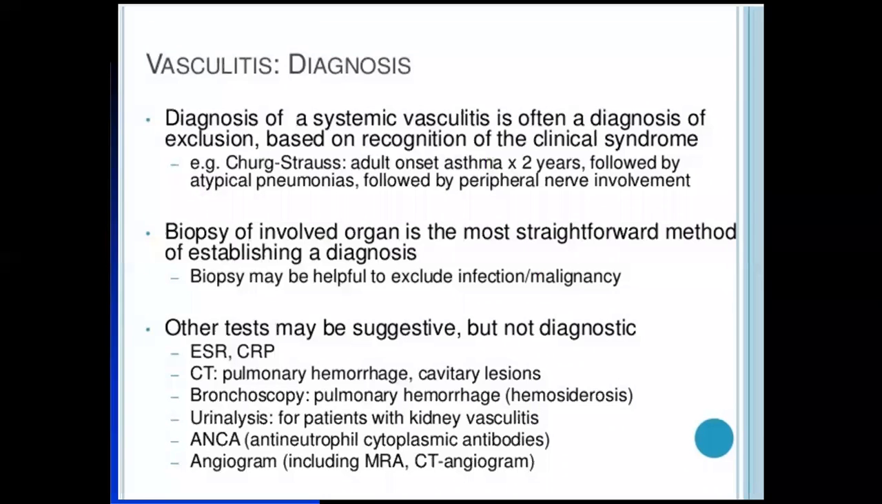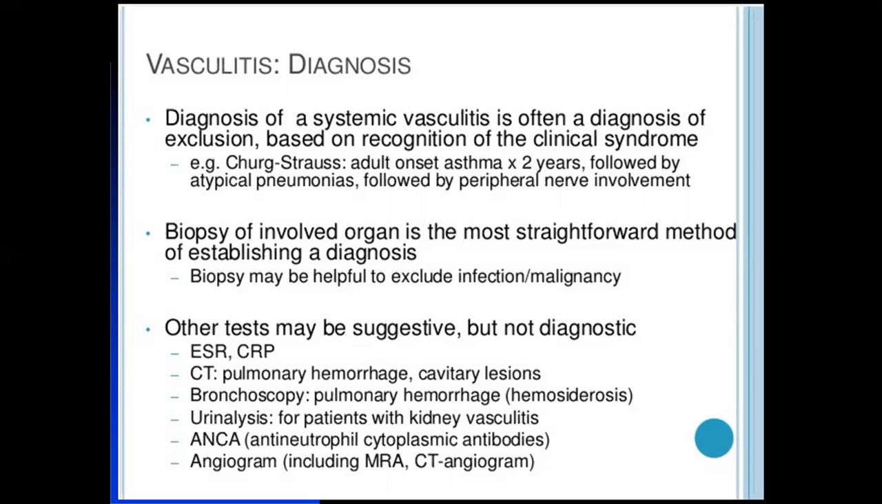diagnosis of systemic vasculitis is actually a diagnosis of exclusion, and criteria are being used. For example, for Churg-Strauss type of vasculitis, the onset is adult onset asthma that would be present for more than 2 years, followed by atypical pneumonia, and peripheral nerve involvement would be suggested. Also, apart from using the exclusion criteria, we should have certain fixed criteria for the establishment of a diagnosis.